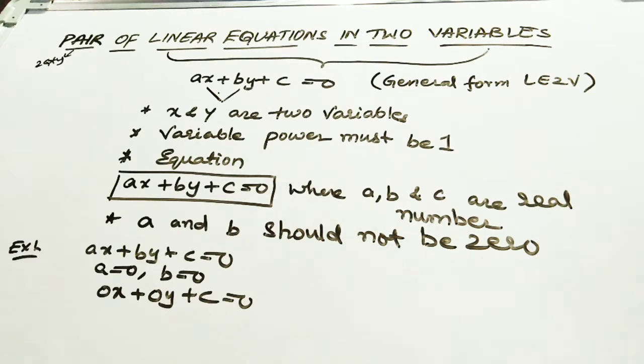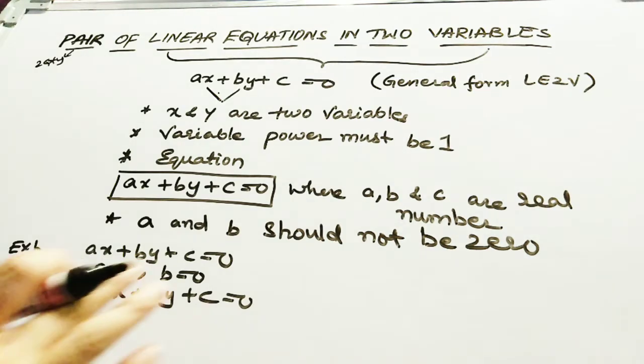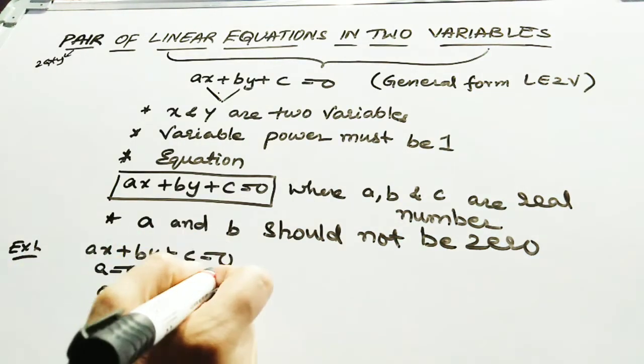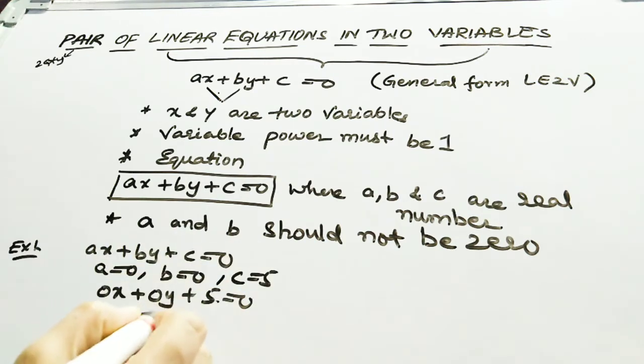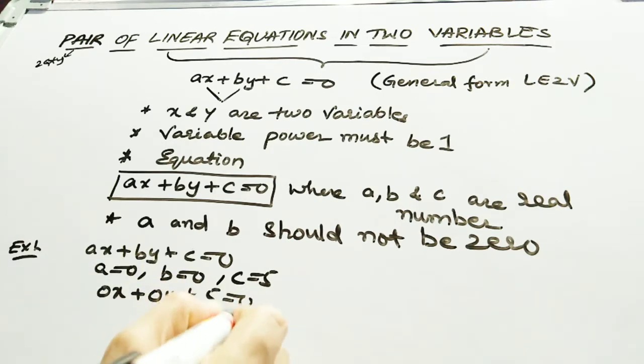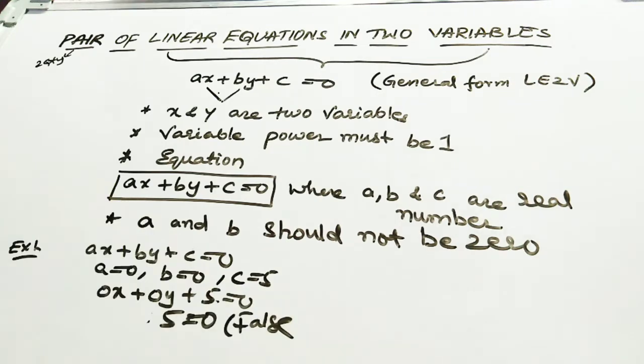If you are taking a equal to 0, b equal to 0, let's take c is equal to 5. What will you get? 5 is equal to 0. Is it correct? You will get a false statement. So, we are saying that a and b should not be 0.